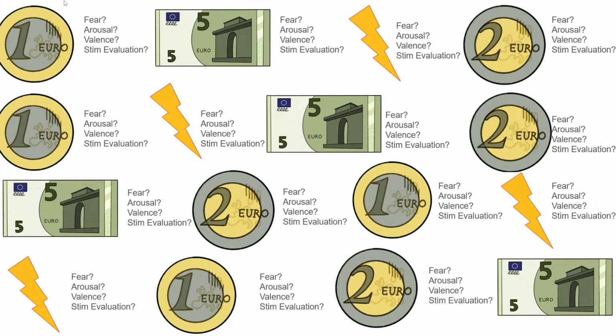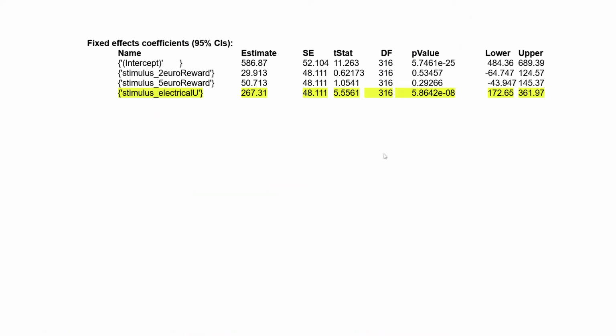So how it was: it was 1 euro, then the stimulus, then we asked 4 questions. How did they feel about the stimulus in terms of fear, arousal, and stimulation? Then 5 euros, electrical stimulation, and 2 euros. So we have these 4 blocks of stimuli, and the stimuli were randomized inside each block. So they were in random order, but inside the block, to avoid 3 same symbols in a row.